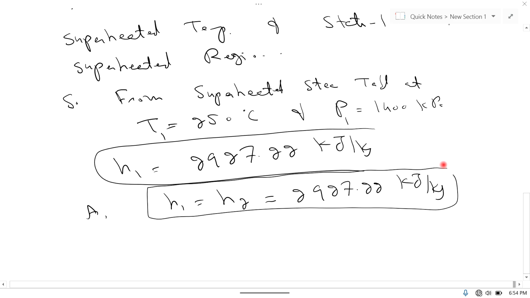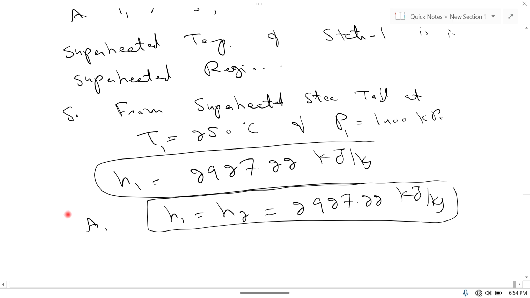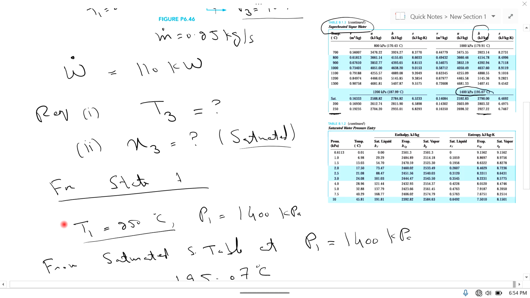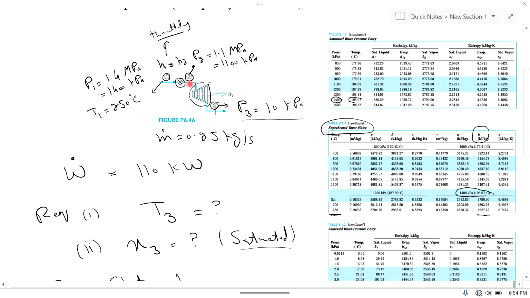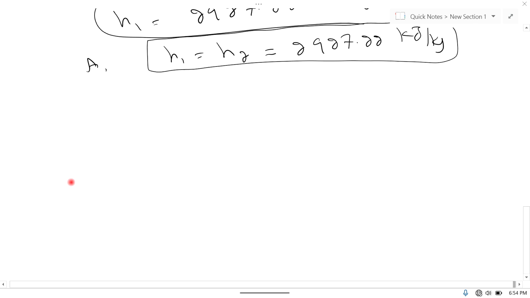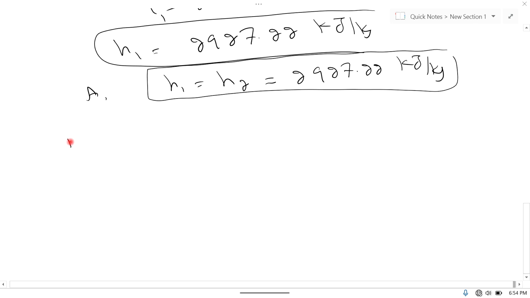Now we are finding H3 from the steady state equation. We apply the steady state equation on the turbine, in the region from 2 to 3.